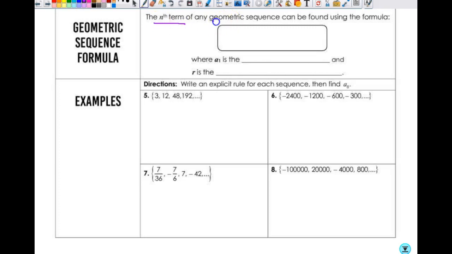So the nth term of any geometric sequence can be found using this formula: a_n is equal to a_1 times r to the n minus 1 power, where a_1 is still the first term and r is the common ratio. So by using that, yes?